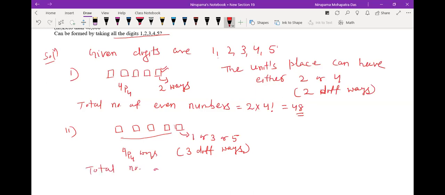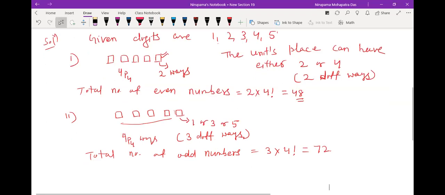So here you can have total number of odd numbers, that is equal to 3 into 4P4, which is factorial 4. That is equal to what? 4 factorial is 24, into 3, 72. So we can have 72 odd numbers.